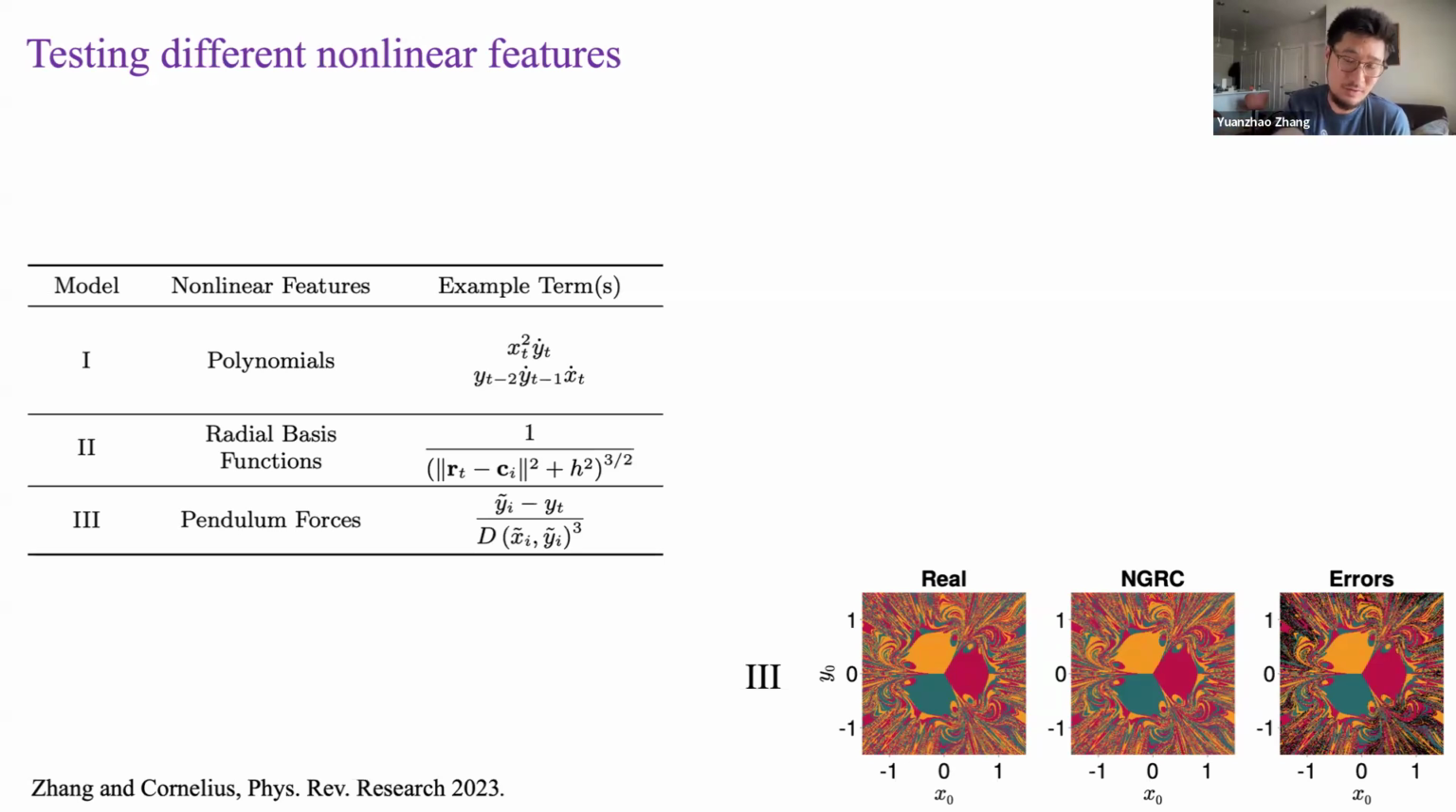Then we can just use the NGRC to make autonomous predictions. For the reservoir computer, for each new initial condition to predict, you need a much longer warm-up data, which in our case we get from the ground truth equation.